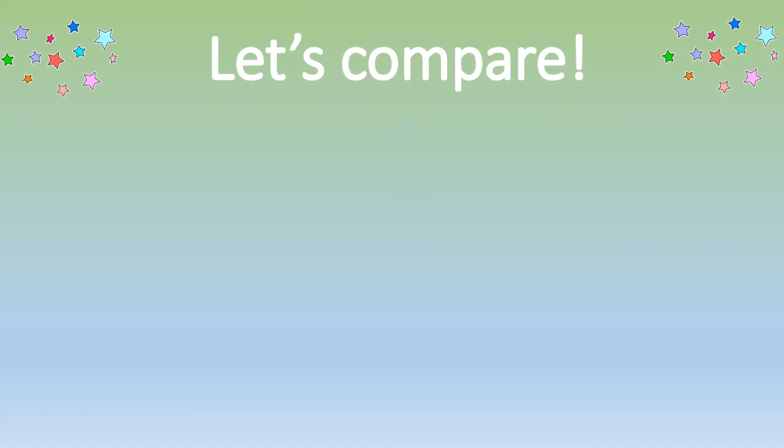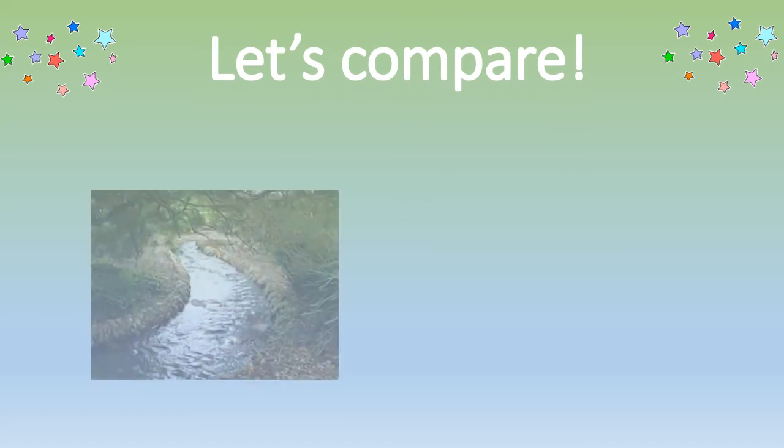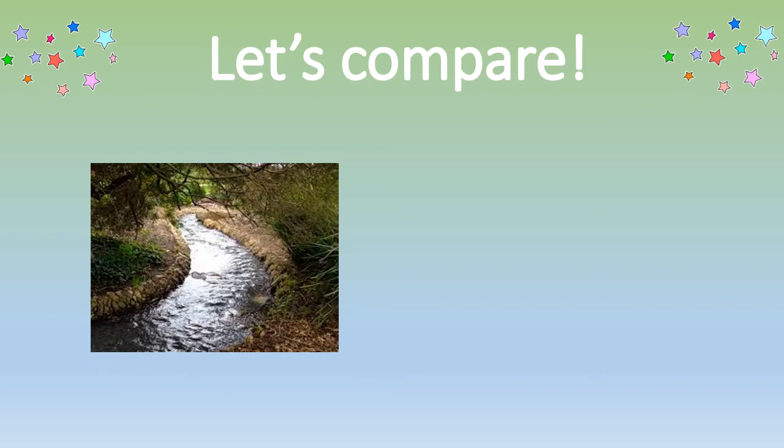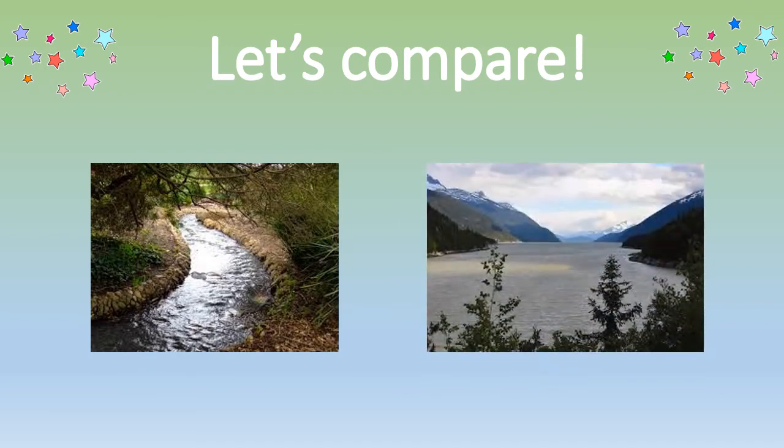Let's have a look at comparing these photos. I found a picture of a narrow river and I found a picture of a wide river. I know that this river is wide because you can see how big it is compared to the mountains that are either side of it. And I can see that this river is narrow because it's much smaller than the river in the other picture.